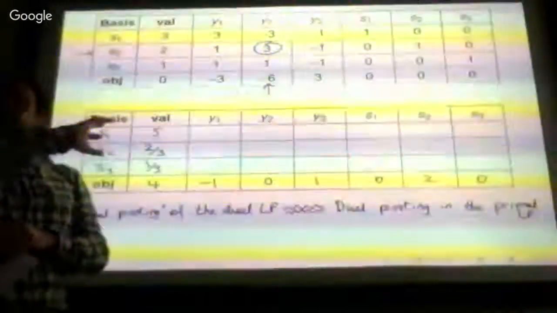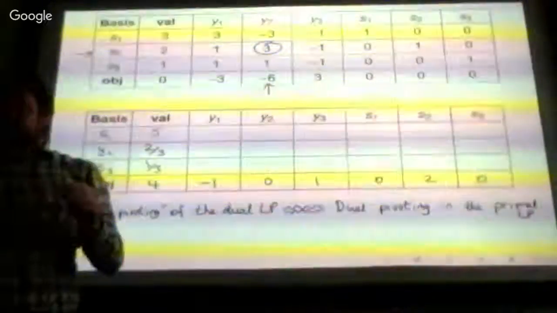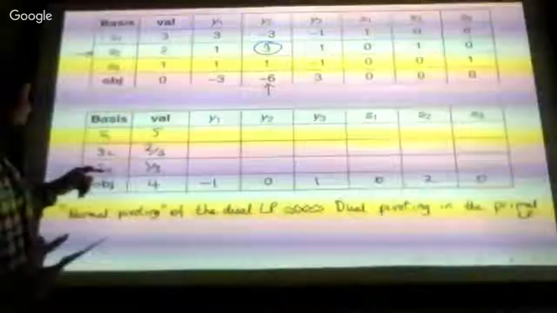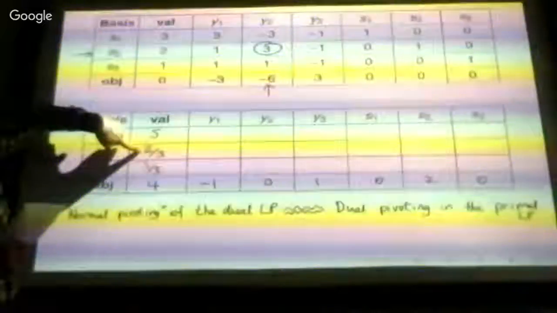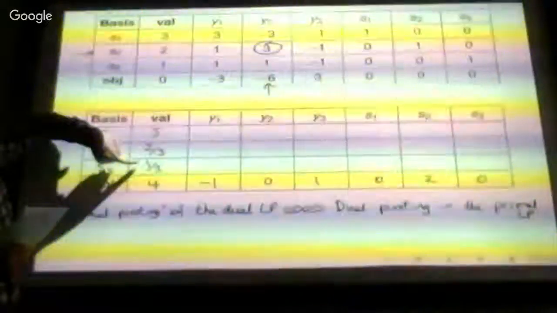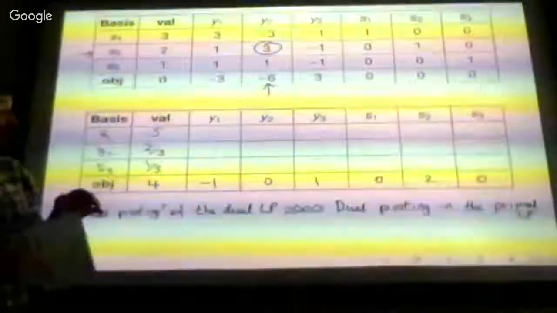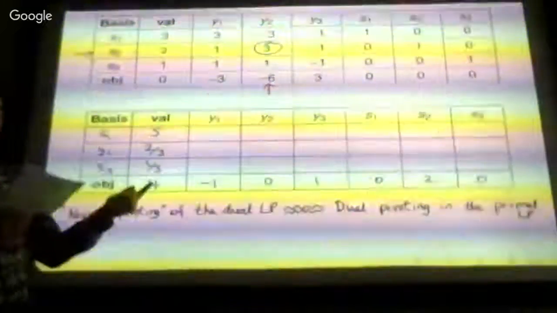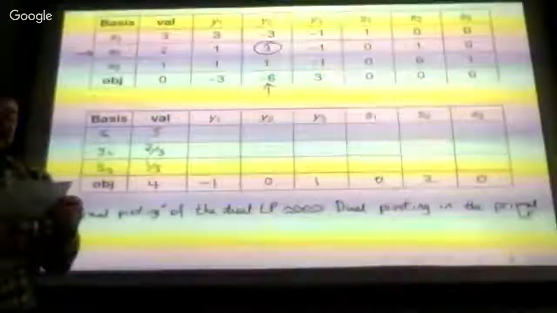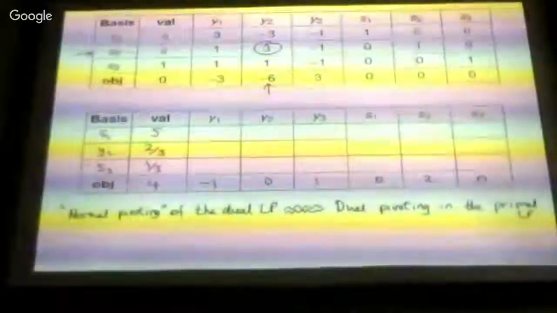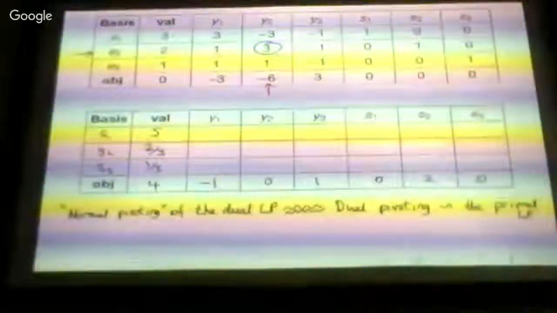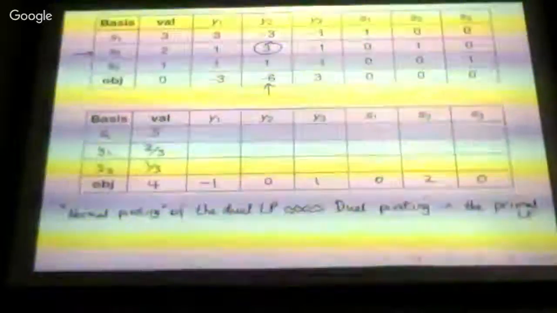They come one with the other, and at the same time, the dual solution. Here you've got a dual feasible solution, which is y2 is 2/3, and y1 and y3 are 0. And that corresponds to a non-feasible primal solution, which is x2 is 2, and x1 and x3 are 0. So the tableaus are somehow in a correspondence, and the solutions are in a correspondence.